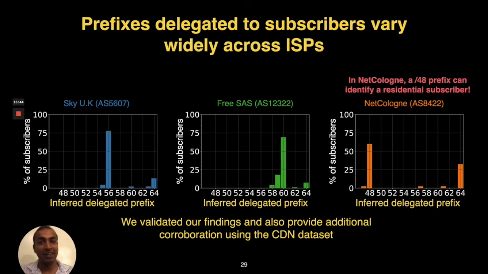We were able to validate these results across several ISPs, including NetCologne and Sky, and were able to corroborate our results using the CDN dataset. Again, for these results, I encourage you to read the paper. These results highlight that when it comes to IPv6 prefix lengths, there is really no one-size-fits-all approach. Different ISPs use vastly different ways of assigning IPv6 addresses, and our technique can help towards determining these prefix lengths, boding well for host reputation and geolocation, but also hinting at looming privacy issues.